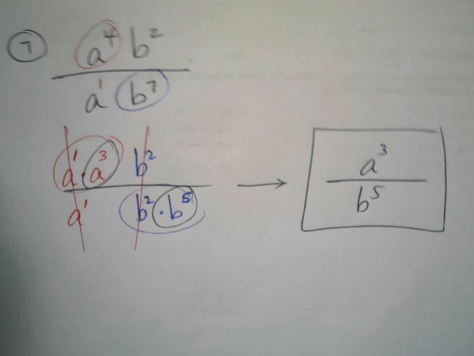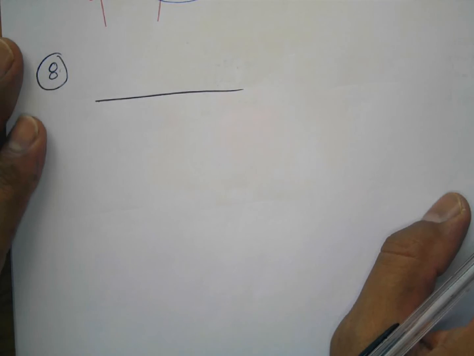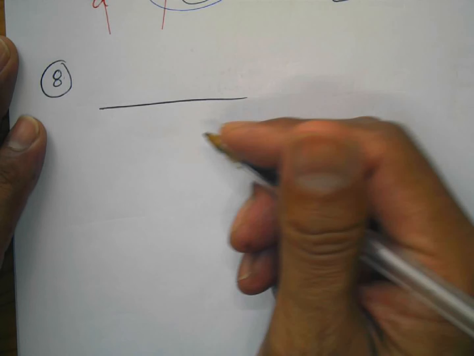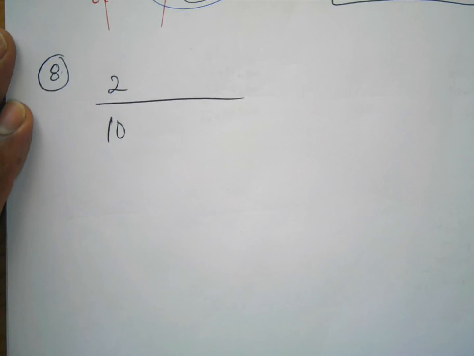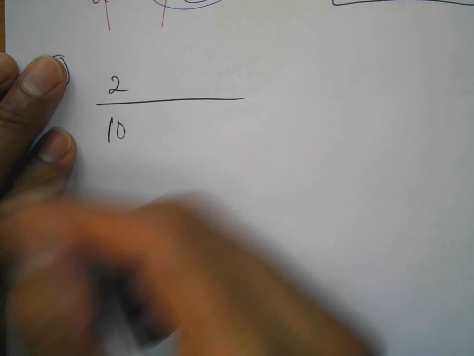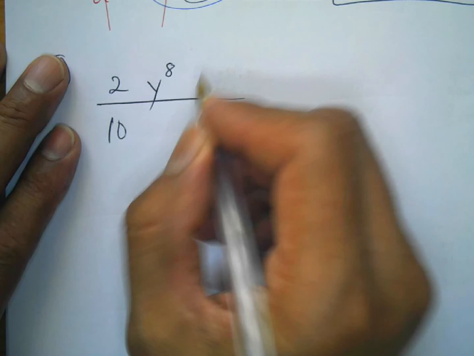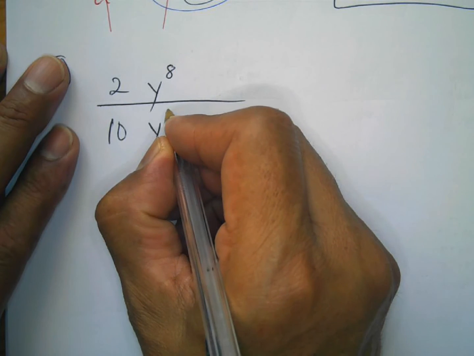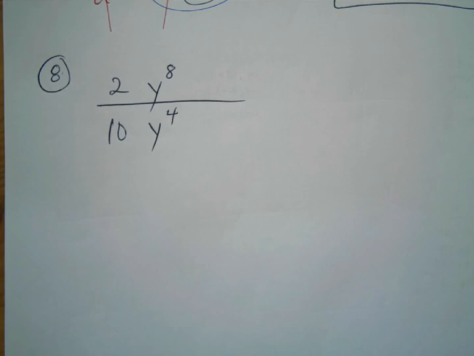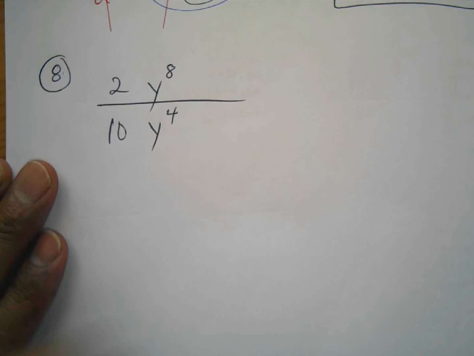Okay, last one. Now you're also going to have whole numbers. Something like, let's say I have a 10 and a 2. Those are whole numbers. Those are not exponents. A 10 and a 2, and I'm going to have y8 over y4. Okay. We can actually do this the same for the numbers, but numbers are not adding. Remember, numbers are multiplying.